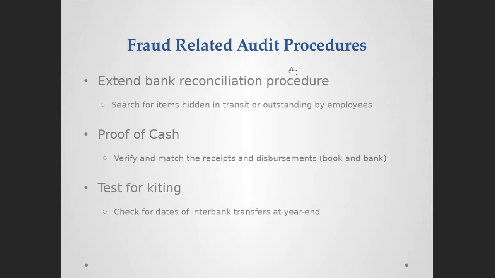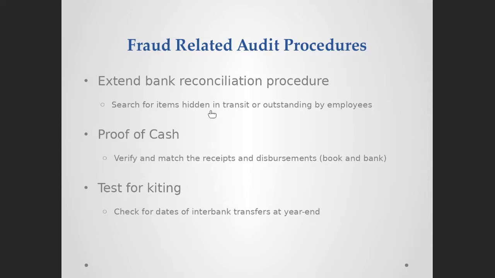Okay, now if we suspect fraud, then we extend the bank reconciliation procedure. We search for items hidden in deposits in transit and outstanding checks by employees. Now, a deposit in transit should clear the bank within 3 days. It should not be in the deposit in transit beyond 3-4 days.